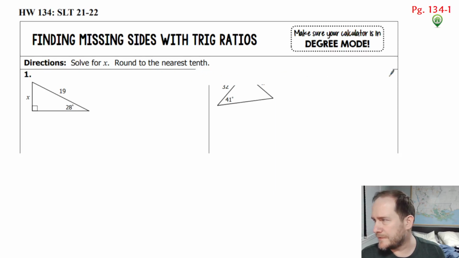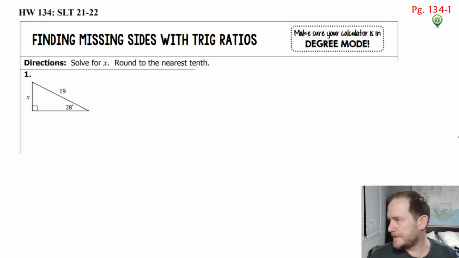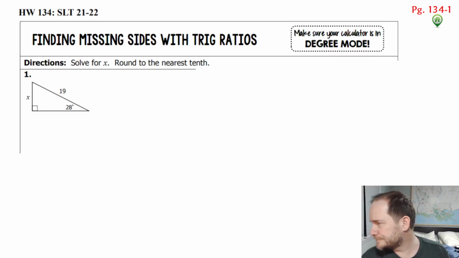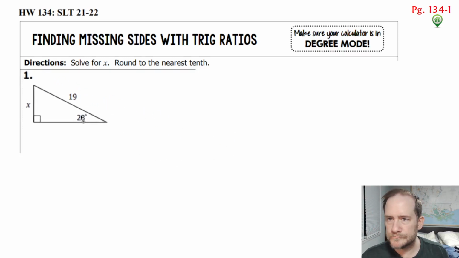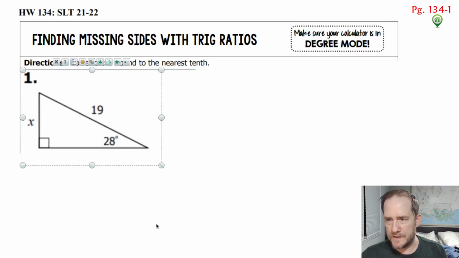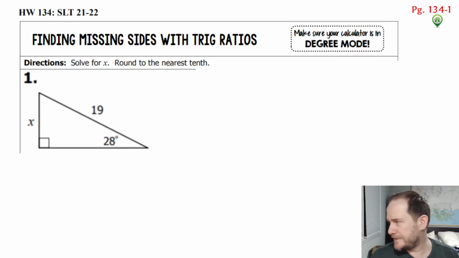I'm going to cover this problem and make some room real fast. The steps for solving for x in a problem like this: your first step is to label the sides that you have. Let me make this bigger too. Okay, so to solve for x, we're obviously going to want to use the 28-degree angle.